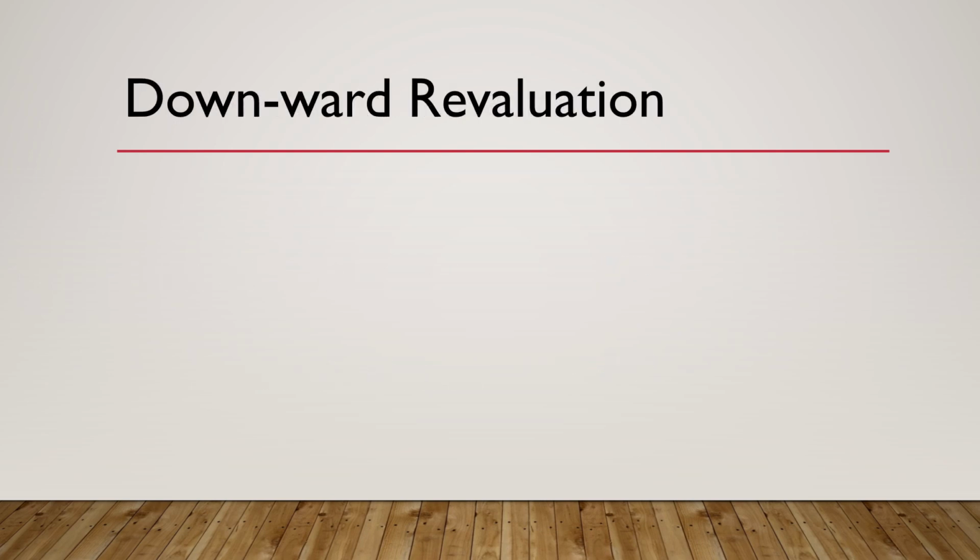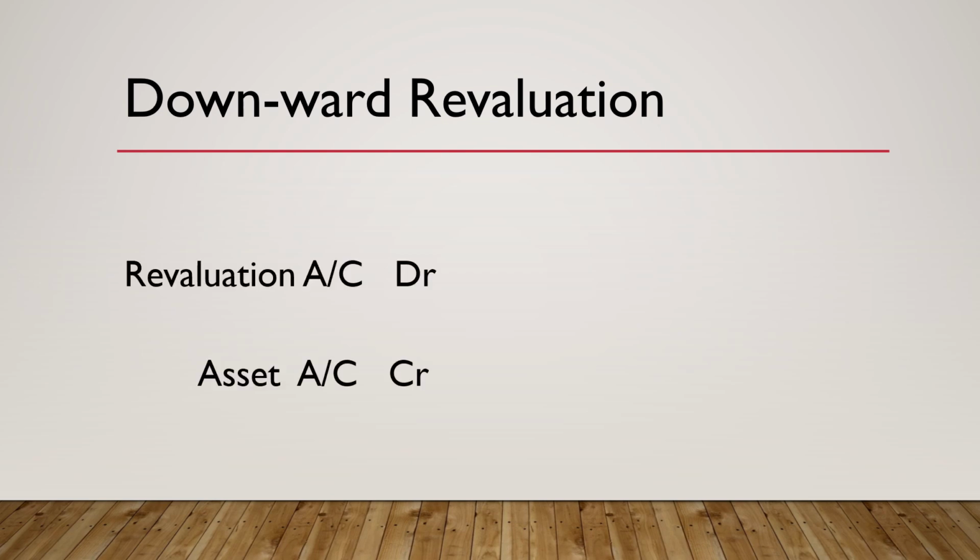Downward revaluation indicates that the market value of the particular asset is lesser than the net book value. Then we have to debit the revaluation account and credit the asset account. The debit in the revaluation account is identified in the statement of financial position and the decreasing asset value can be noted in the same way in the statement of financial position.